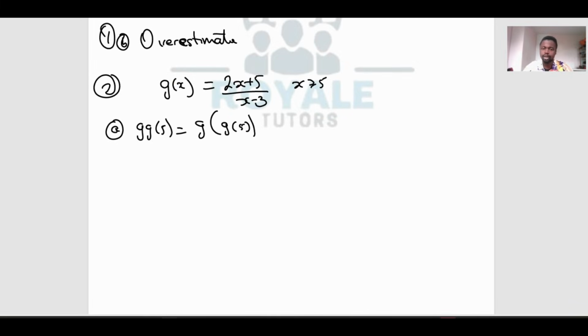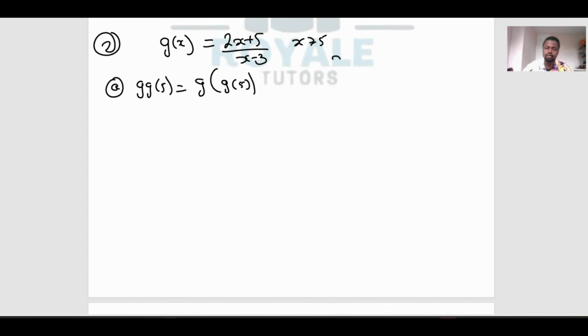So we need to find what g of 5 is normally. g of 5 should be 2 times 5, 10, plus 5, 15. So how did I get that? For g of 5, wherever you see x in g of x, put 5 there. So that will be 2x, which is 2 times 5. That makes it 10 plus 5, that's 15. Then at the denominator, you have 5 minus 3, which is 2. So that gives us 15 over 2. So that will be g of 15 over 2 now.